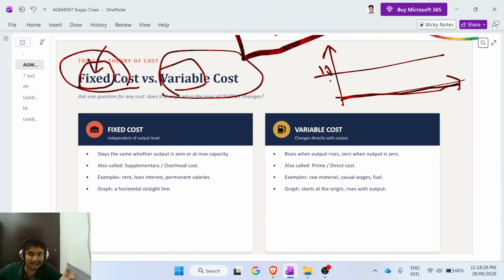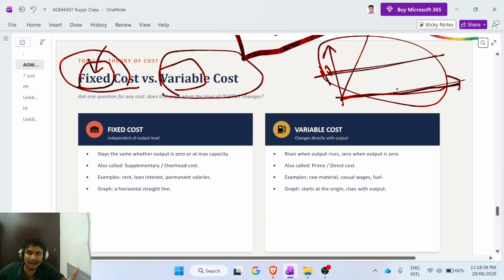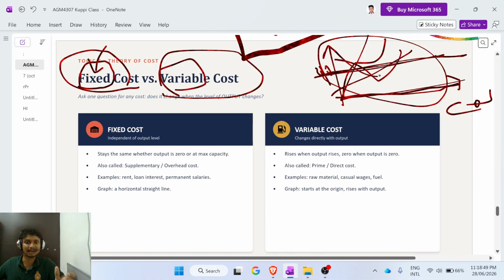For example, 10. This is fixed, constant. This is really fixed. Variable cost means the graph changes according to cost. That is variable cost. That is the meaning. Fixed cost means no change. If the cost changes, that is variable cost.